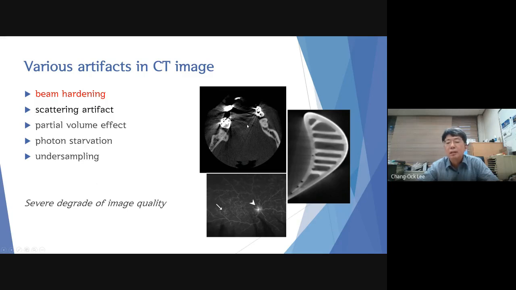And here, the first picture is a dental picture, and we have metals in the dental, and that metal causes a severe beam hardening effect, and you can see some streaks around here. And also, this is some industrial object, and we can see a scattering artifact.